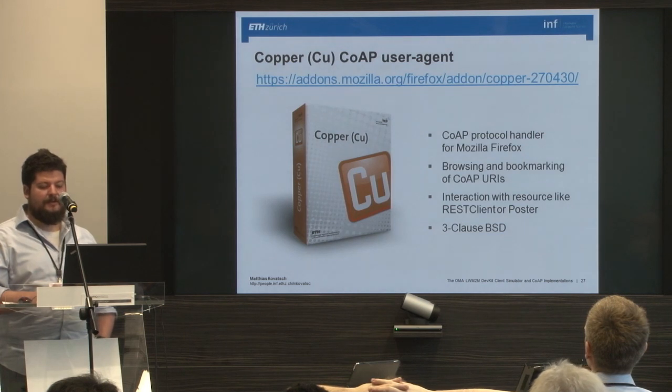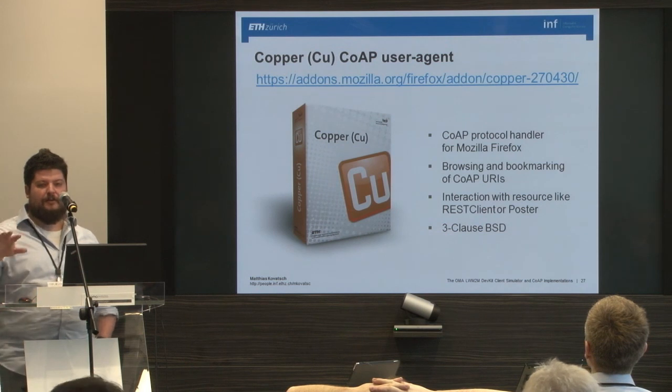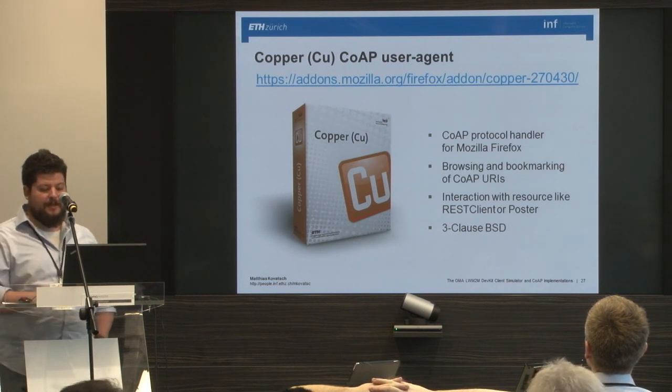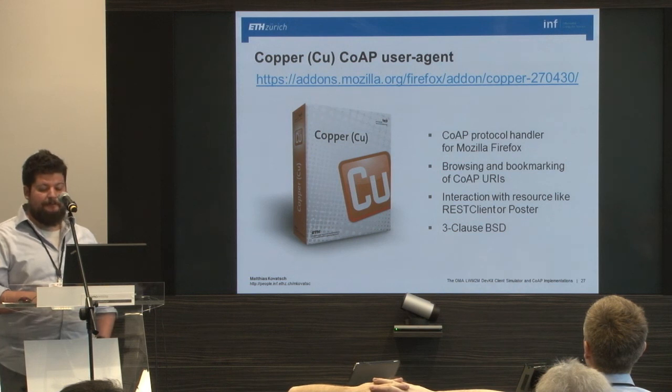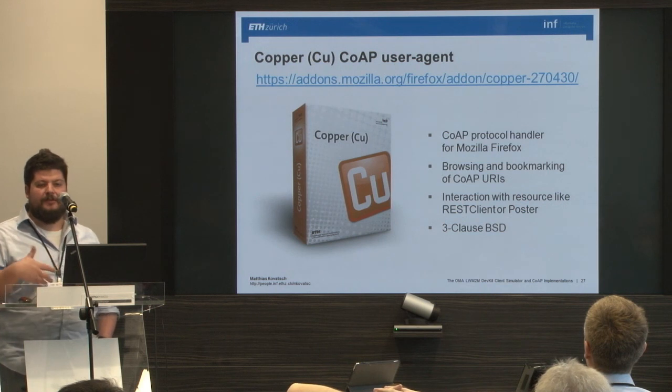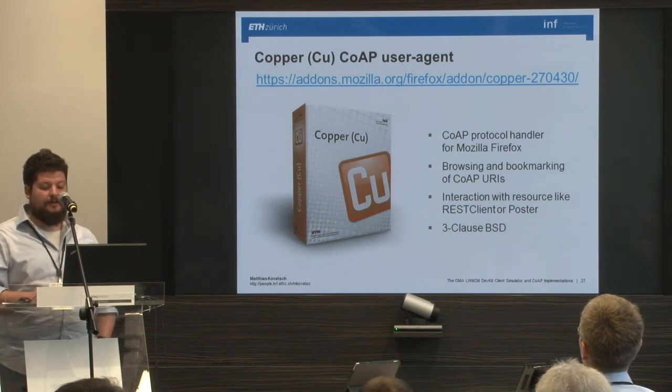It's also available on the add-ons page of Mozilla. It adds the CoAP protocol handler, so you enter a URI with coap: something to open it. Just like the DevKit, you can browse the things. You can also just use the bookmark feature of the web browser to store interesting lightweight M2M servers, or in this case CoAP servers. The idea here is to have a tool like the REST client or Poster to debug and test your RESTful applications, but this time running over CoAP. And if you want to include this somewhere, it's a three-clause BSD license.